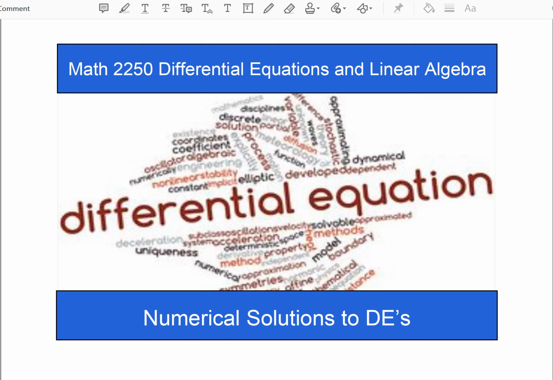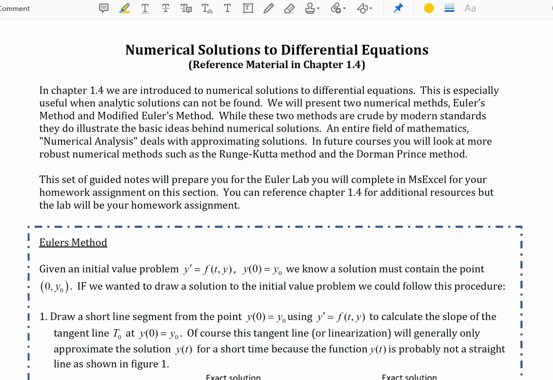In this video, we are going to be looking at numerical solutions to differential equations. In Chapter 1.4, we are introduced to numerical solutions to differential equations. This is especially useful when analytic solutions, algebraic solutions, cannot be found. We will present two methods, Euler's method and modified Euler's method. While these two methods are crude by modern standards, they do illustrate the basic ideas behind numerical solutions.